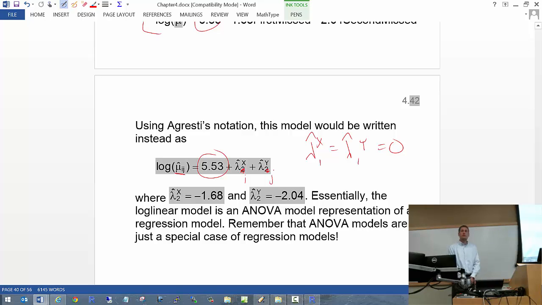That's how you would write your model. So if I want to know the estimated mean response for row 1, column 1, how would you write it? Mu hat 1,1 is equal to e raised to what? 5.53 plus 0. Because remember, lambda 1 for the x and the y are set equal to 0.